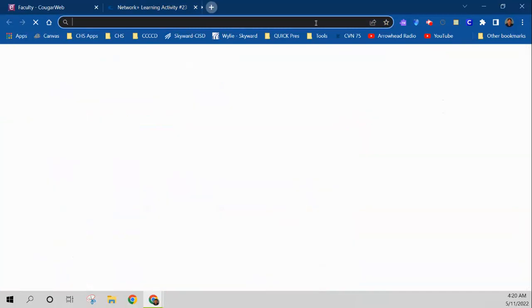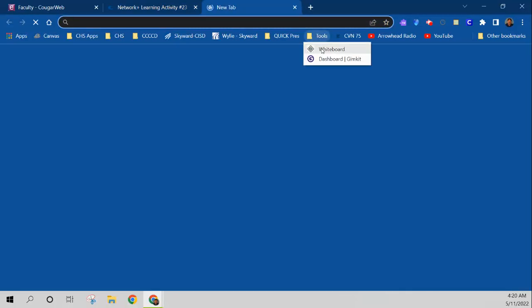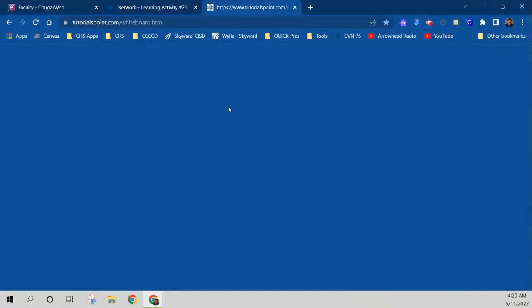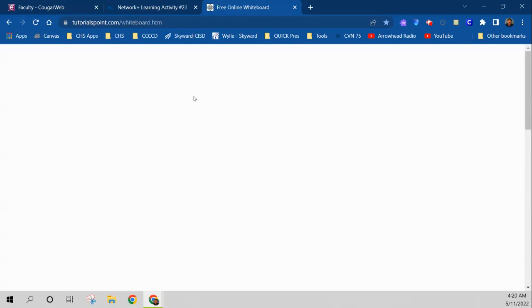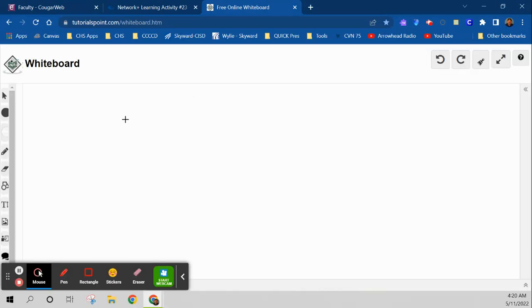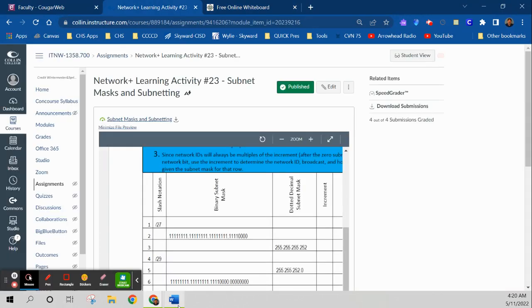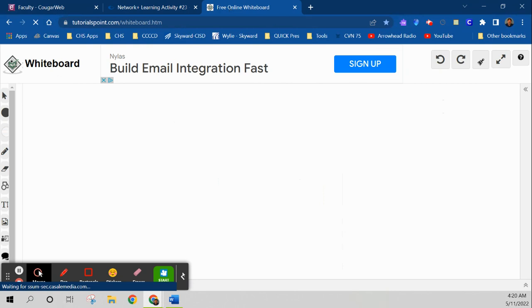Let me open another tab while that's working, and I'm going to open up Whiteboard. We didn't use Whiteboard much in the classroom, because I had a whiteboard. So I'm going to use a free online whiteboard. And hopefully my actual writing won't look too bad. Maybe I'll be able to decipher what I'm working on. I'm going to look at the document, so I'm going to be flipping back and forth.